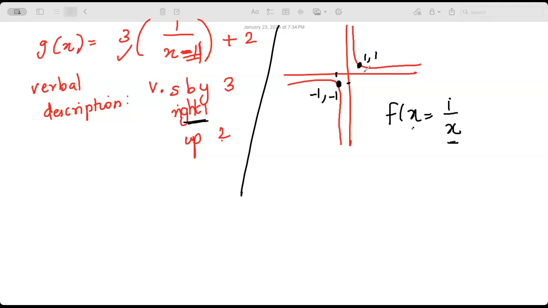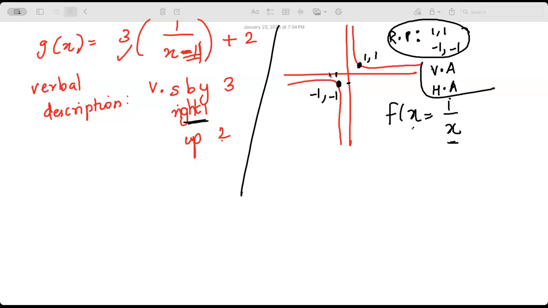Are you with me, guys? Yeah. Okay, good. So these 2 are the reference points: 1 comma 1 and minus 1 comma minus 1. These play a big part in the transformation graph. Another important aspect that plays a part in the transformed graph is the vertical asymptote and the horizontal asymptote.